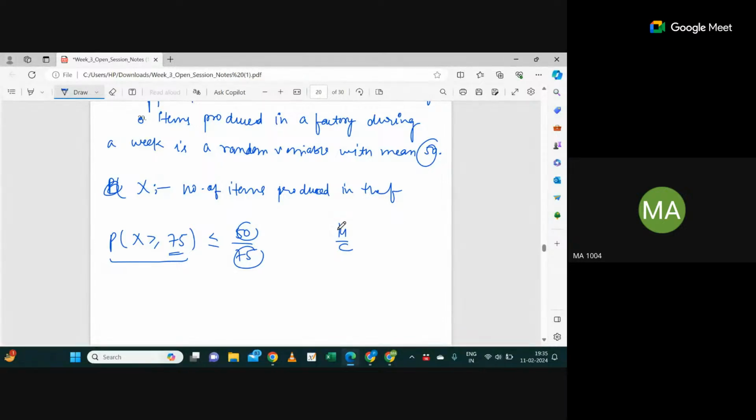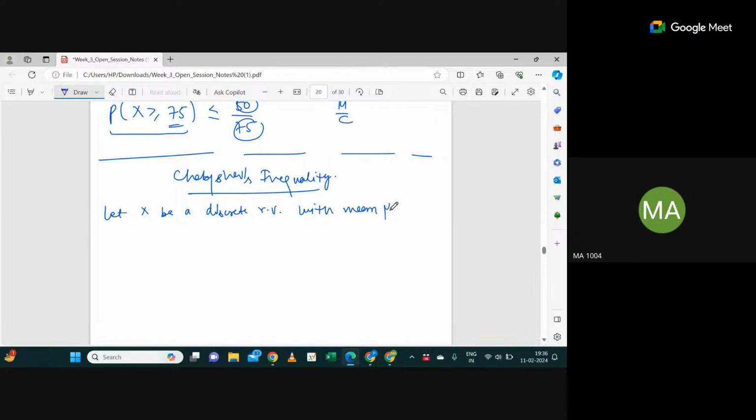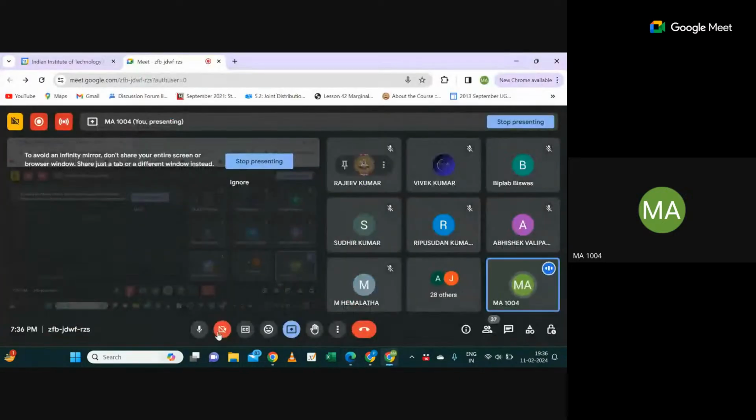Okay, let's move to the Chebyshev inequality. Chebyshev inequality is basically an extension of the Markov inequality. Why is it important? Because in the Markov inequality, only the mean is used. We'll be moving to the variance also. Let x be a discrete random variable with mean mu and variance sigma square. Then Chebyshev inequality. Give me a minute.